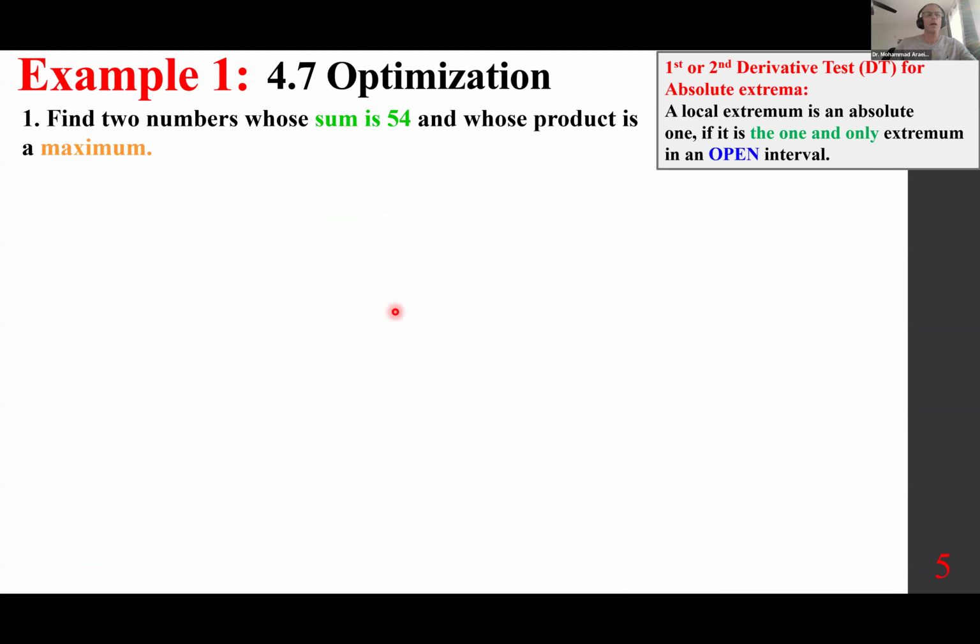Optimization. Find two numbers. There are some examples of that. Find two numbers whose sum is 54 and whose product is a maximum. So the idea is that number one, you got to define your variables. Let x and y represent the numbers. Therefore, you want to maximize the product. Let's say P represents the product x times y, and the constraint is the sum x plus y must be 54. Here's an example. And by the way, you can go with the first or second derivative test to prove it's an absolute max or min.